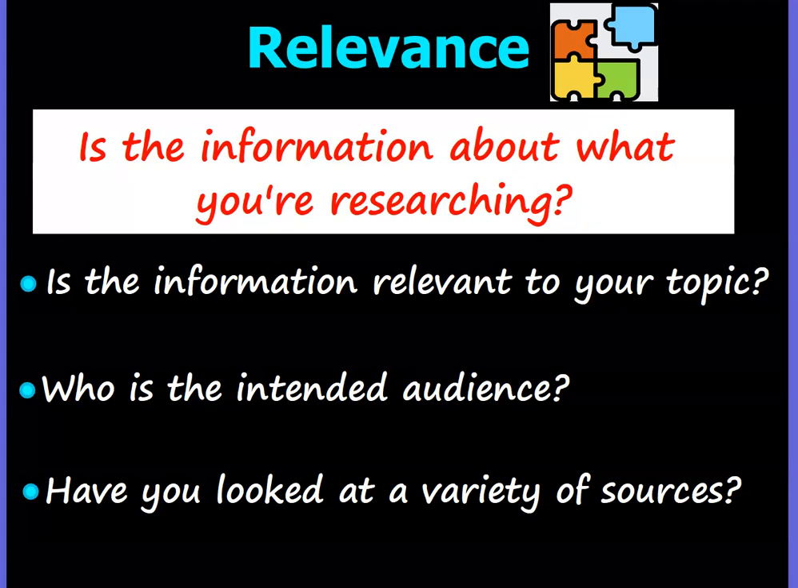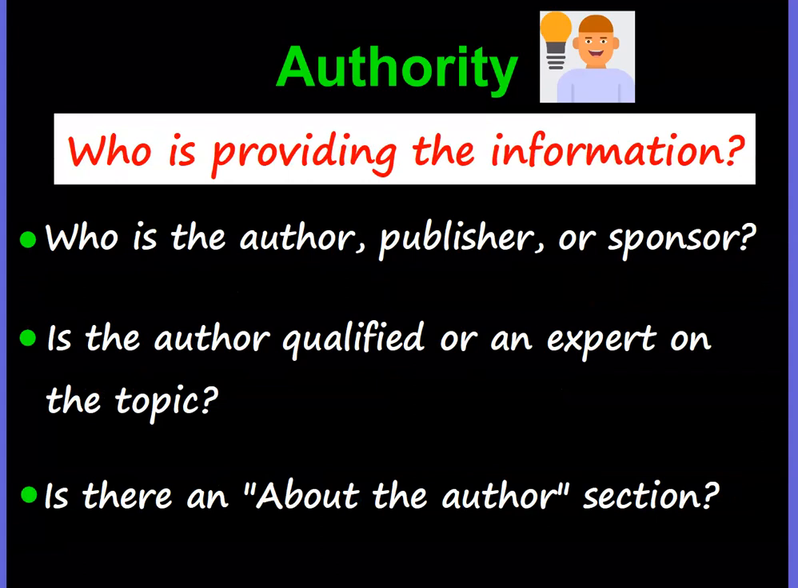Now that you've located some potential sources, we want to start looking at whether or not we can trust these sources. So when we talk about authority, we're asking ourselves who is providing this information. We want to make sure that the people providing us the information are indeed reliable. So to figure that out, we could ask ourselves these 3 simple questions. Number 1, who is the author, publisher, or the sponsor? Number 2, is the author actually qualified to speak on the topic? And number 3, you can verify some of this information if there's an About the Author section.